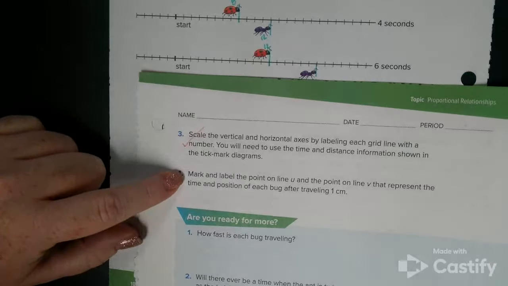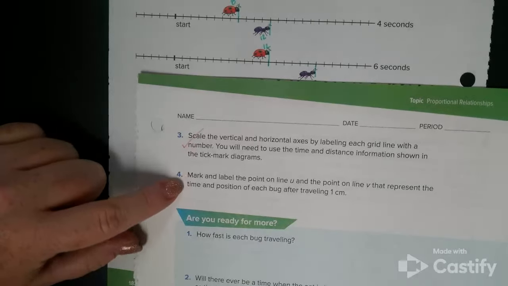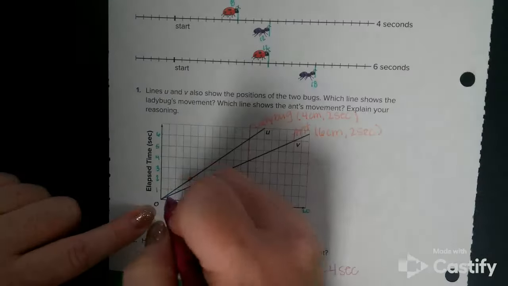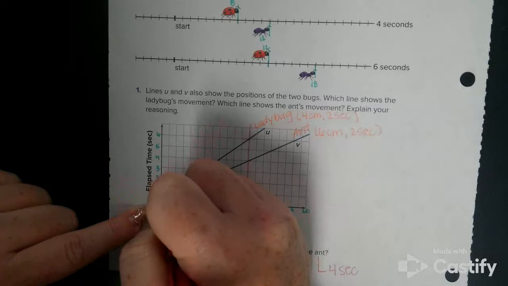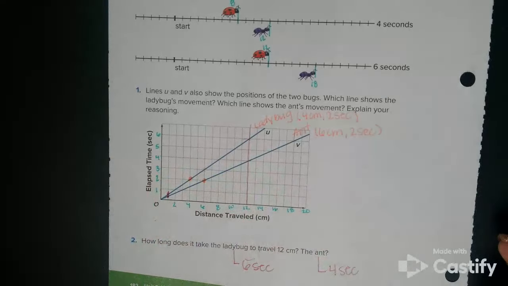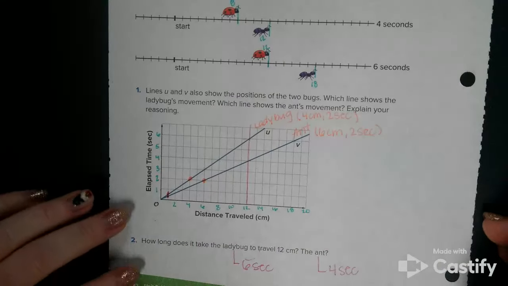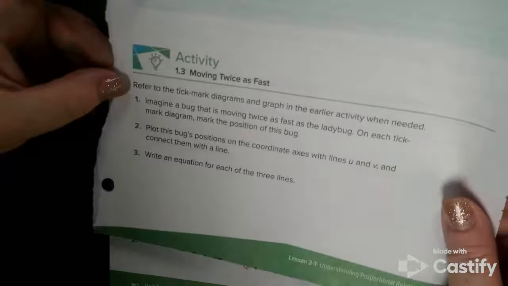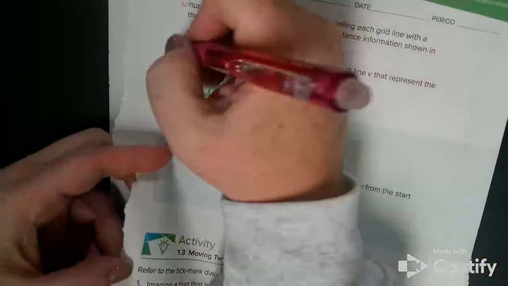Mark and label the point on line U and the point on line B that represents time and position of the bug after traveling 1 centimeter. 1 centimeter. Here and here. They're really, really close together. At that point, they're not much different. Okay. Now we're here. This is done.